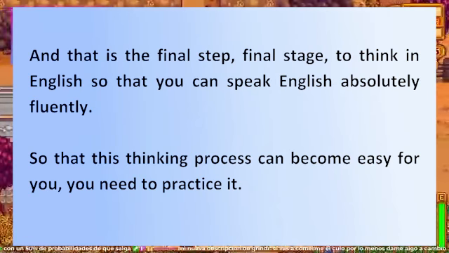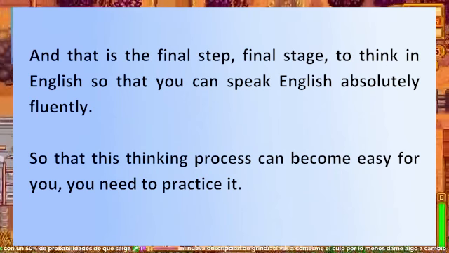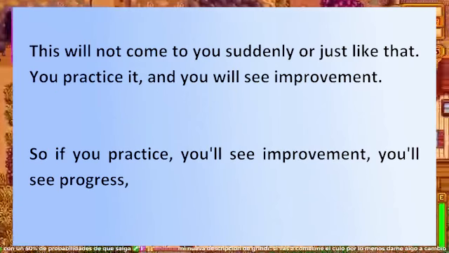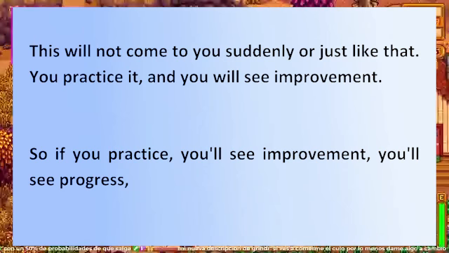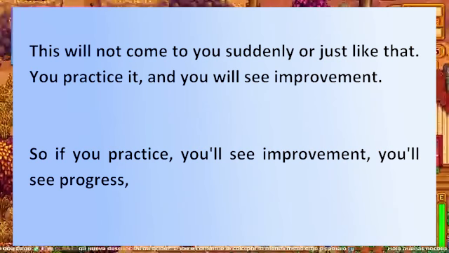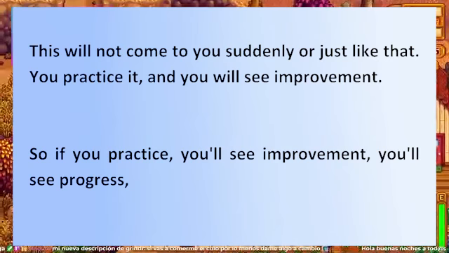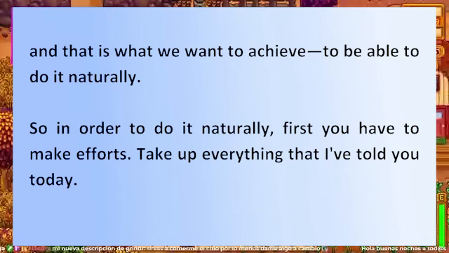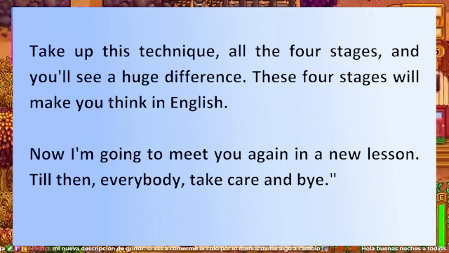So that this thinking process can become easy for you, you need to practice it. This will not come to you suddenly or just like that. You practice it, and you will see improvement. So if you practice, you'll see improvement, you'll see progress. And that is what we want to achieve, to be able to do it naturally. So in order to do it naturally, first you have to make efforts. Take up everything that I've told you today. Take up this technique, all the 4 stages, and you'll see a huge difference. These 4 stages will make you think in English.